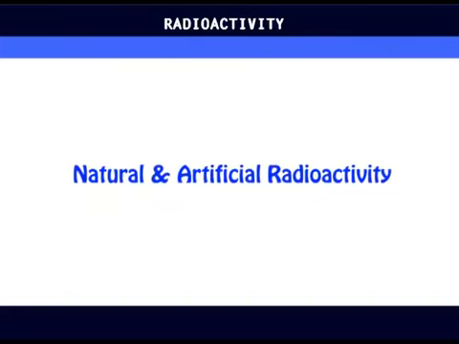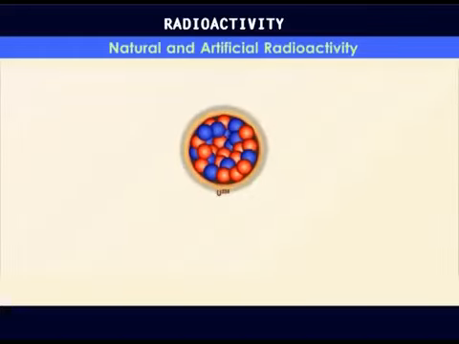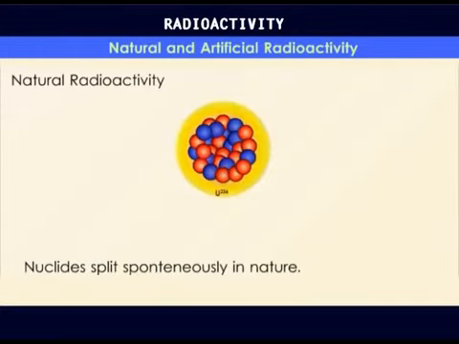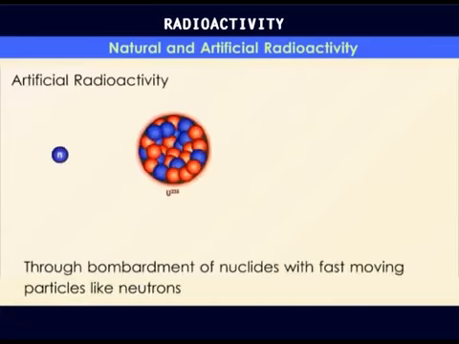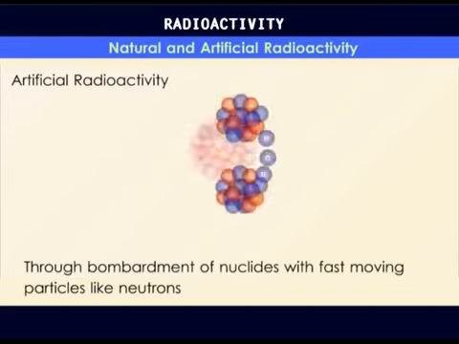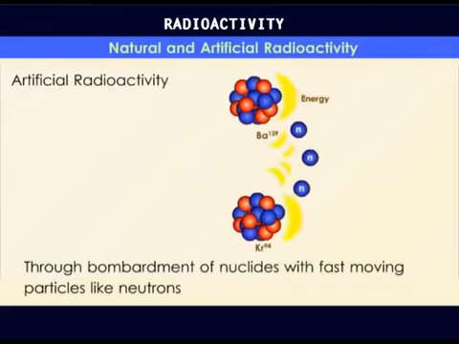Radioactivity can be natural or artificial. Natural radioactivity occurs when nuclides split spontaneously in nature, yielding new particles and energy. Artificial radioactivity occurs when large, stable nuclides are bombarded with fast-moving, high-energy particles, causing instability, and the nuclide splits into smaller nuclides with emission of particles and energy.